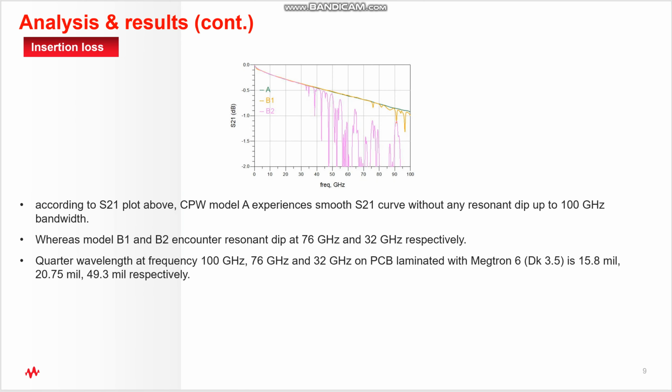Next, the insertion loss. According to S21 above, model A experiences smooth S21 curve without any resonant dip up to 100 gig, whereas B1 and B2 encounter resonant dip at 60, 76 and 32 GHz respectively. The wavelength at frequency 100 gig, 76 and 32 GHz on PCB laminated with Megtron 6 DK 3.5 is about 16 mm and then 21 mm and also 49 mm respectively.